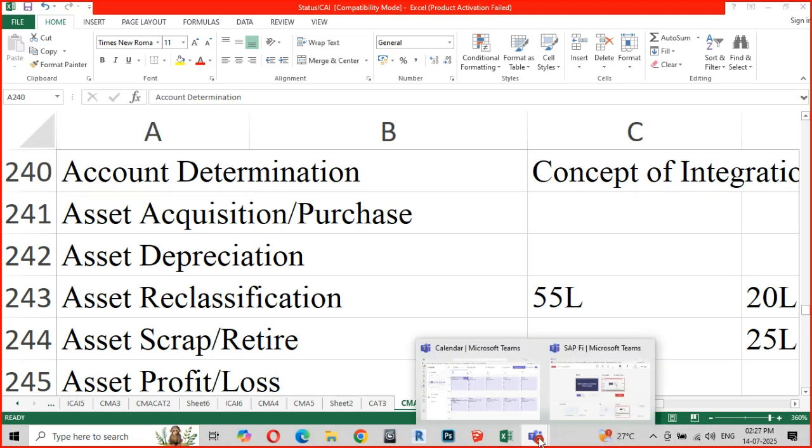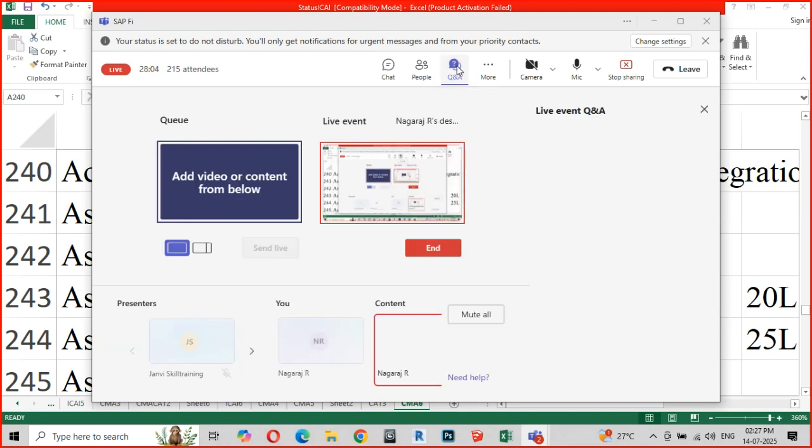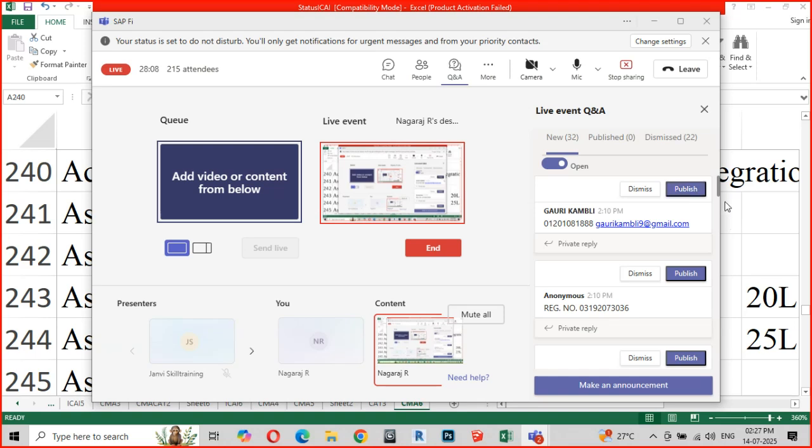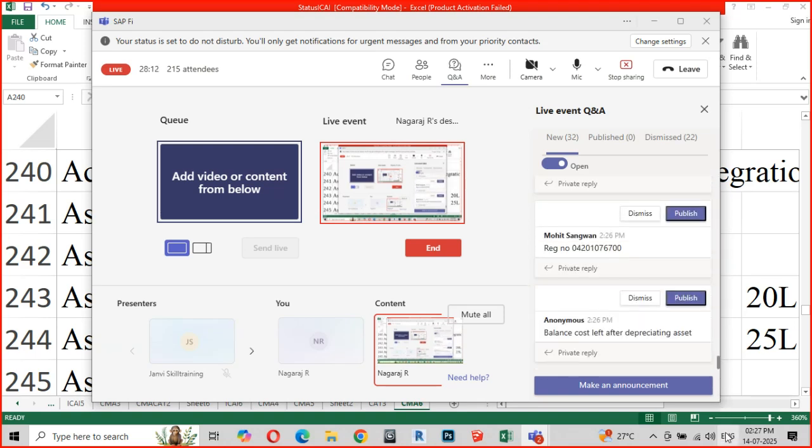Take 2 minutes, come back to me, if at all you have any answers. The book value of the asset, is that what you mean? The balance cost left after depreciating the asset? The book value of the asset. All right, perfect. What else?